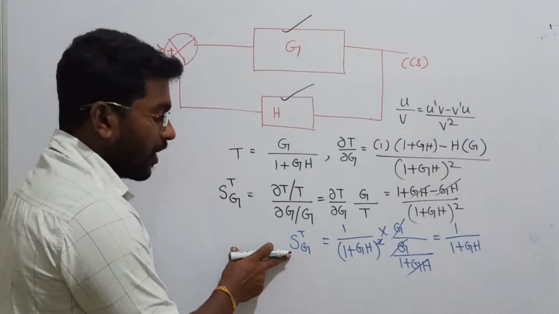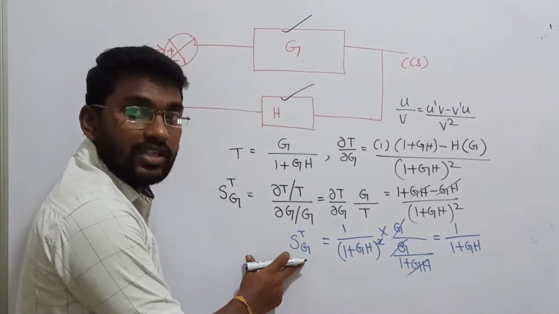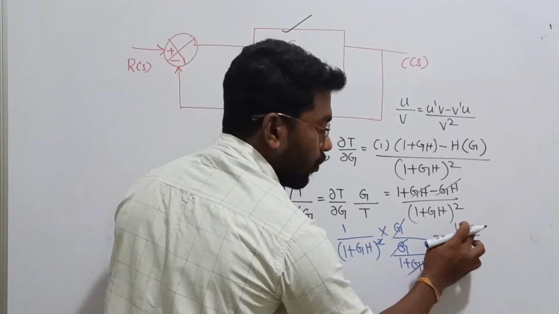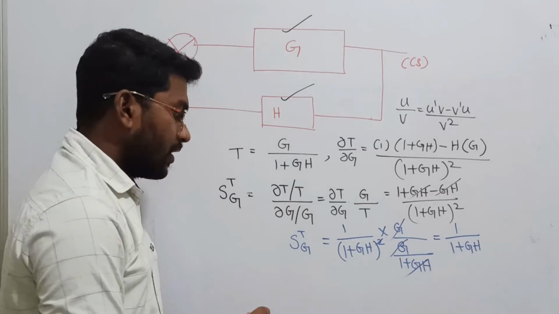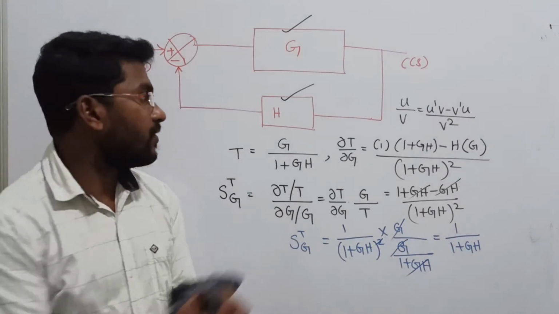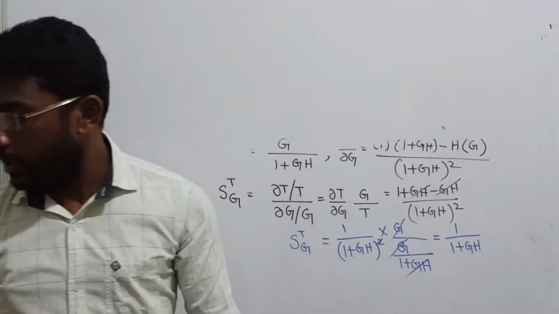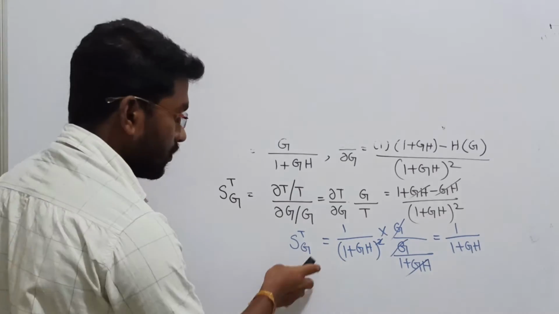Now the question is, find out the sensitivity of the overall transfer function with respect to the forward path gain G. First find out the value of 1 by 1 plus GH. Clear? And then the percentage change in G will be given, right? Let me reduce this expression further, so that you will get a clear idea. Now you know how to develop this equation further.